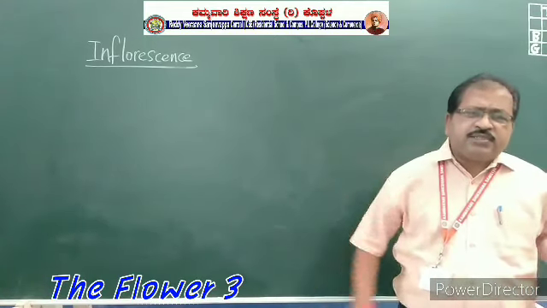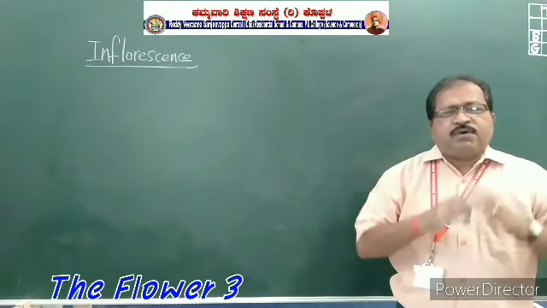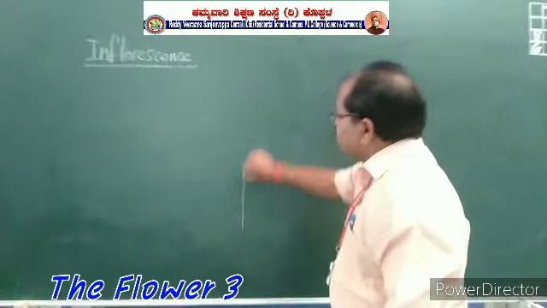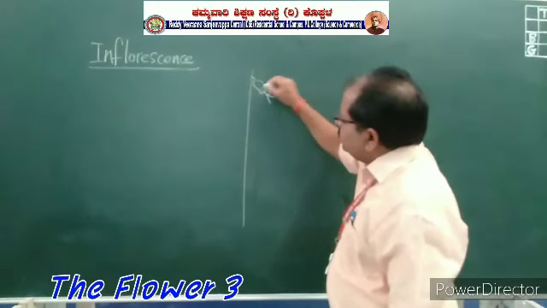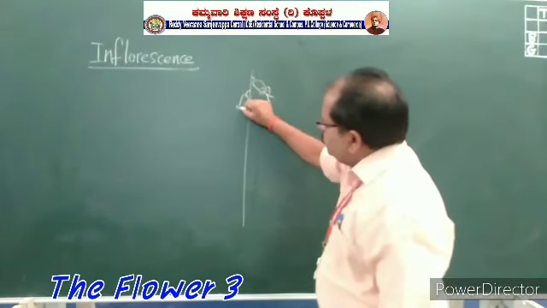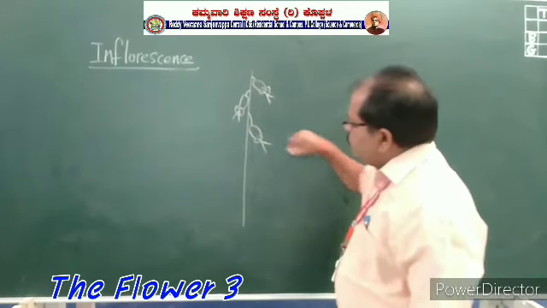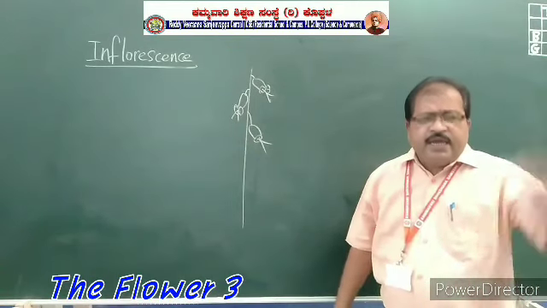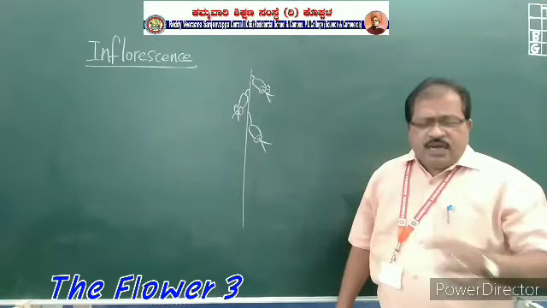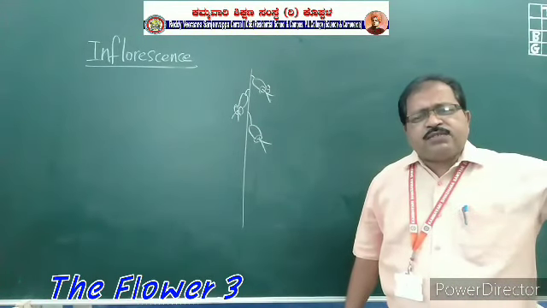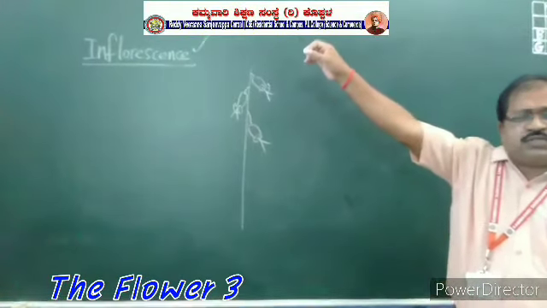Whereas in some plants, a cluster of flowers will be arranged in a different manner. So this is the stem, and a cluster of flowers will be arranged like this on the stem, in a special branch. The arrangement of the cluster of flowers in a different manner is called inflorescence.